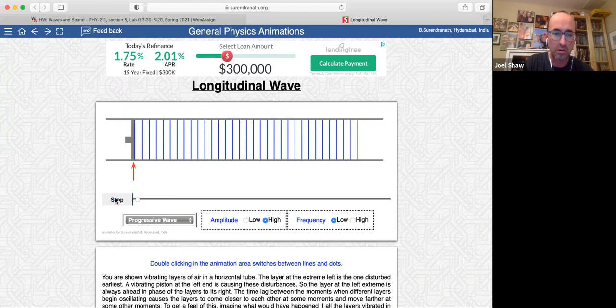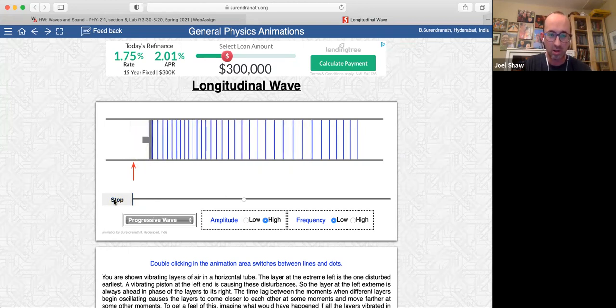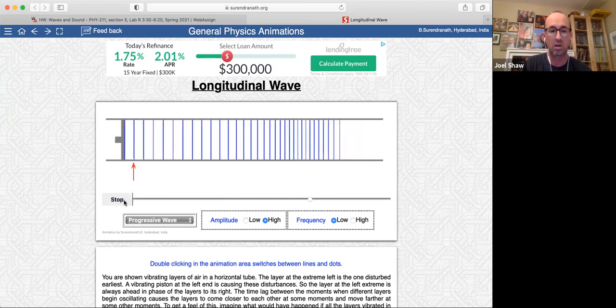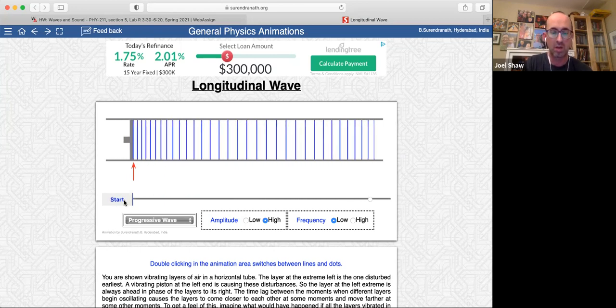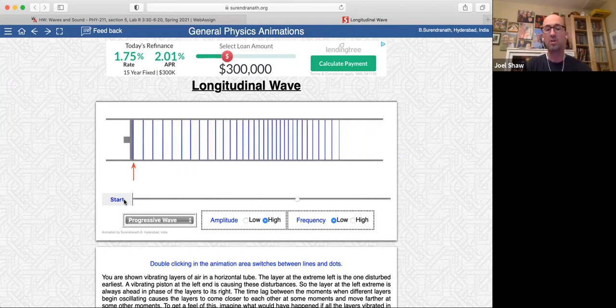So I'll hit start. And I'll stop it right there. And you can see everything's compressed. It looks like this is max compression. I stopped it just before equilibrium, but still we can see there's max compression. And then when it comes back, max rarefaction. Okay. So max compression, max rarefaction. So the points that are there at max compression or at max rarefaction, those points are at equilibrium.